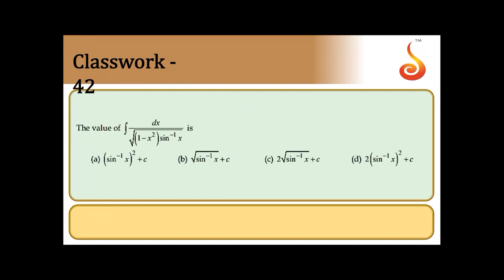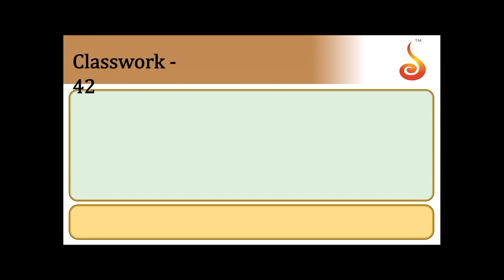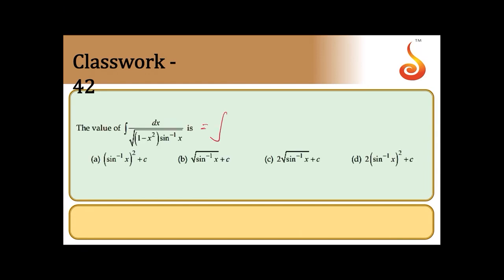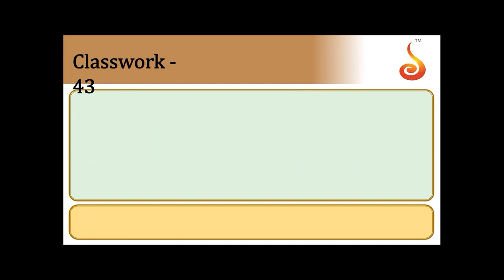Coming to 42. Integral 1 divided by root of 1 minus x square times root of sine inverse x. Of course, this can be simplified very easily. You can see the integral of 1 divided by root of sine inverse x, into the derivative of sine inverse x, which can be written as the differentiation of sine inverse x. And therefore, the integral of 1 by root t dt is nothing but 2 root t. Therefore, 2 root of sine inverse x plus constant is the answer. So option is C.